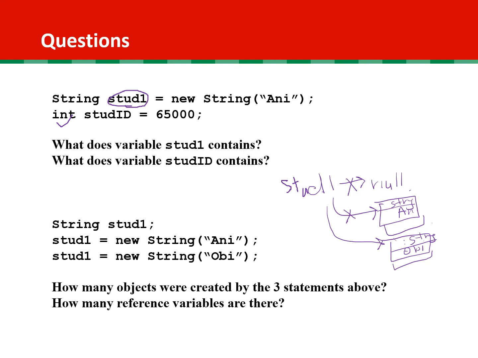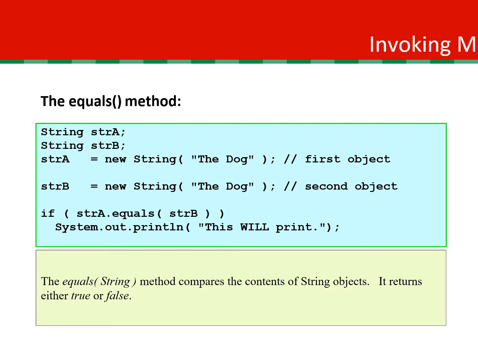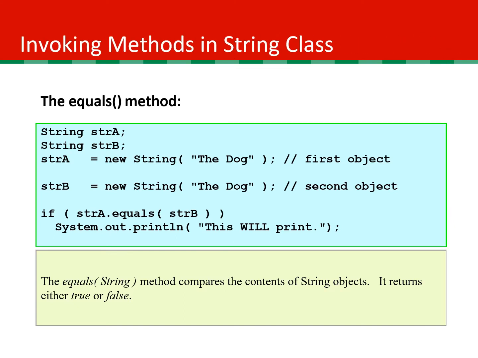Okay, so how many objects were created by the three statements above? We have created 2. Okay, how many reference variables are there? There is 1. Okay, so if you try to get this object, it's no longer there. You cannot access it anymore, right? Okay, the same goes here.